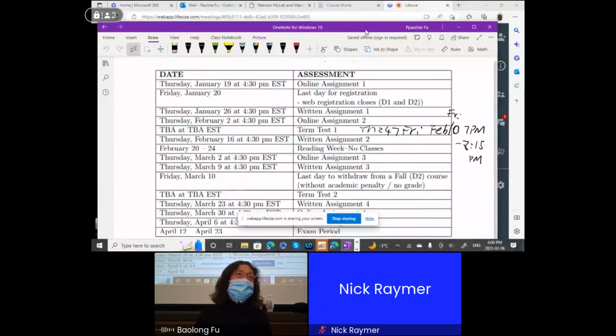First, important dates. As this table shows, it is on your course outline. The next coming important due dates are February the 10th, this Friday, February the 10th at 7 p.m., 1 hour and 15 minutes, our first midterm test, test 1. The location is TH247.